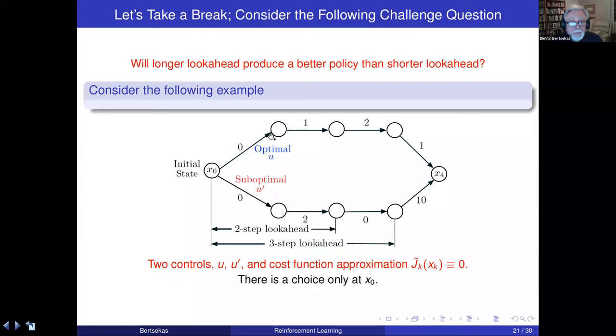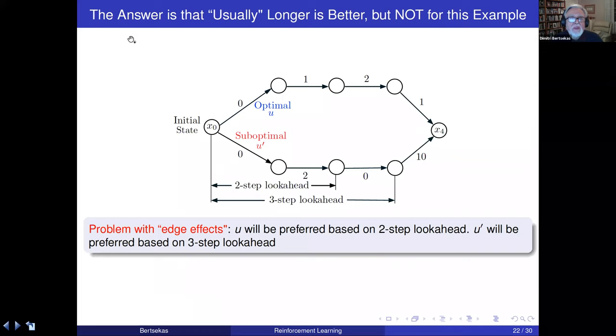Right. However, if you looked at three steps ahead, you would see that by taking control U, the cost incurred would be three, whereas taking the control U prime, the cost incurred would just be two. So you would choose control U prime, but we know that that's the suboptimal control. Right, exactly right. So the answer to the question is, will longer look ahead produce a better policy than shorter look ahead? Well, usually longer is better, but not in this example, for the reason that you mentioned. So how do you explain that?